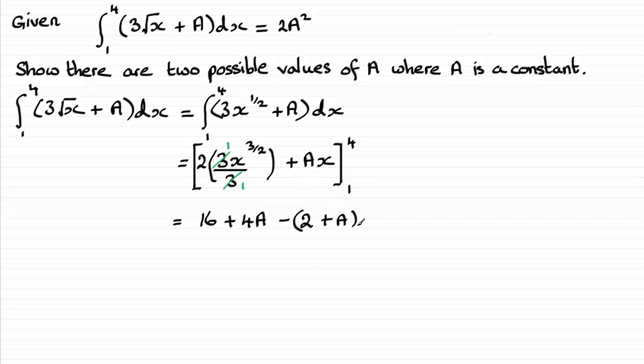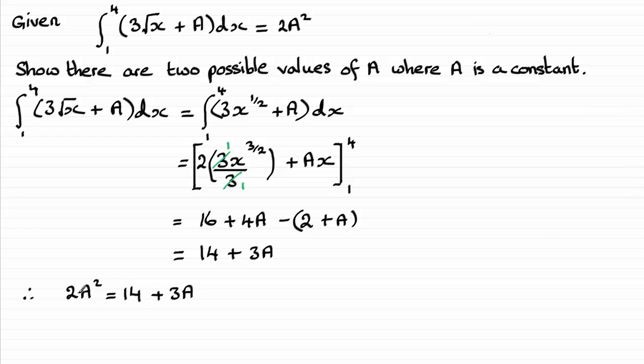And if I clean this up further by removing the brackets, we've got 16 minus 2, which is 14, and 4a minus a, that's going to be 3a. So this is equal to 2a squared. So we can therefore say that 2a squared must be equal to 14 plus 3a.